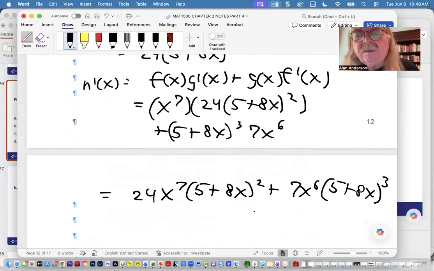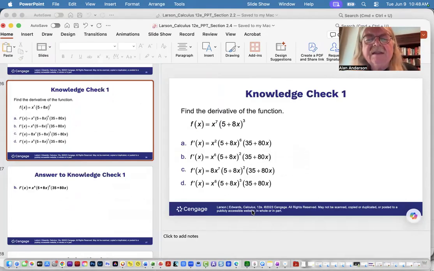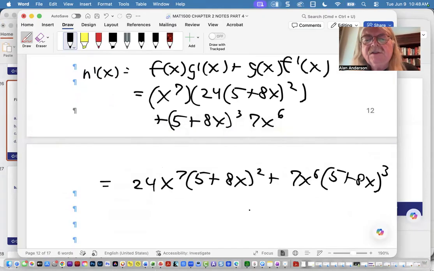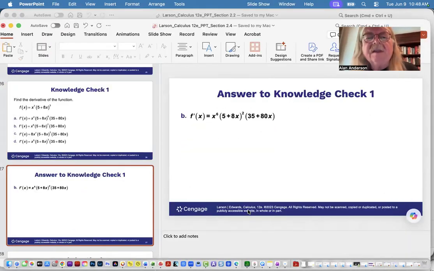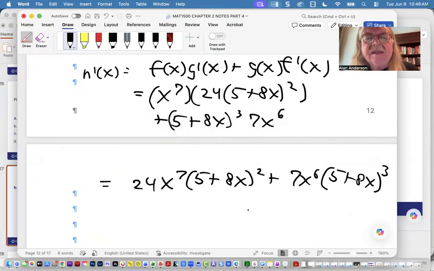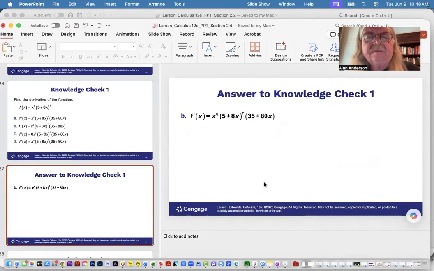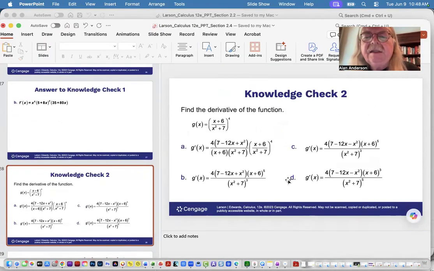And so you could probably simplify this a little, but that's your answer right there. You can tell they've been fooling around with it. They've got B there, but it's the same thing. And then they're going to have another one. This one is obviously the quotient rule.